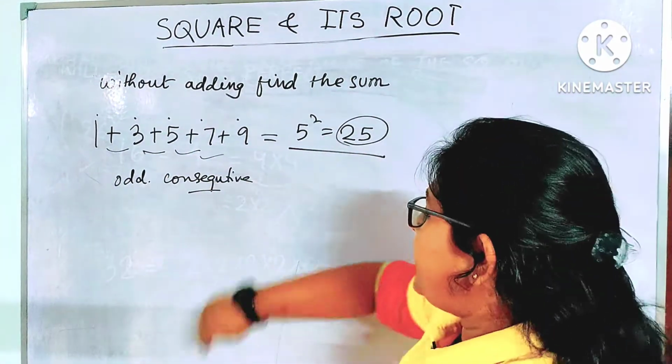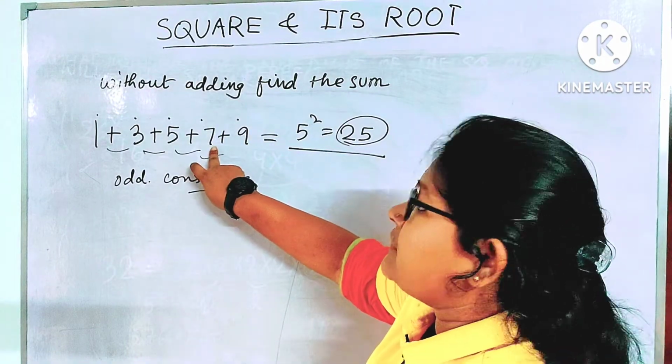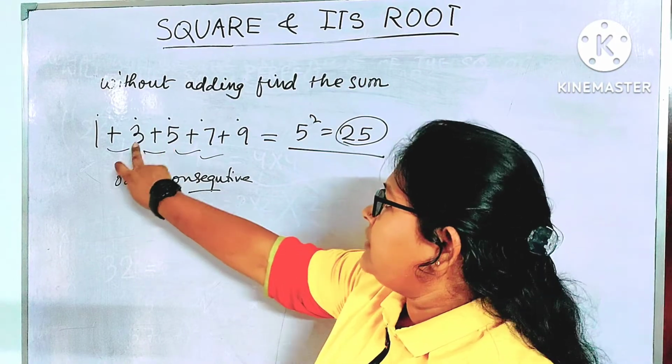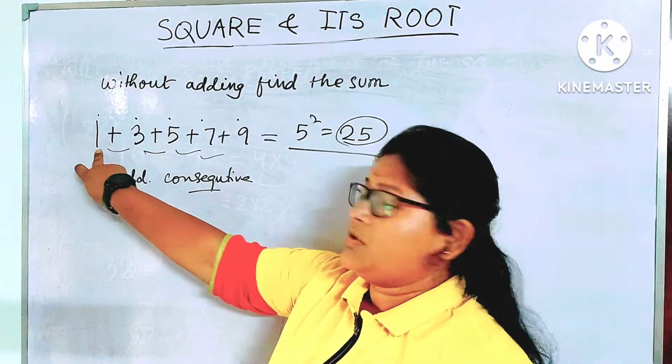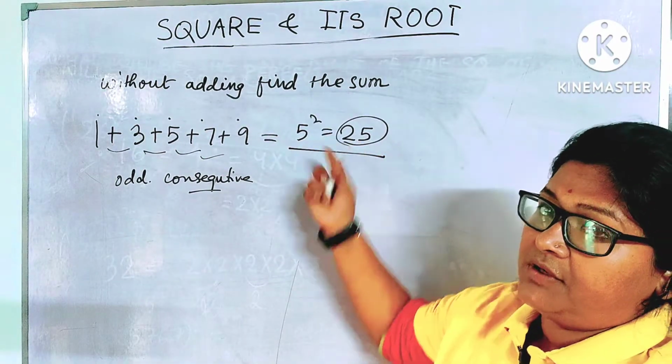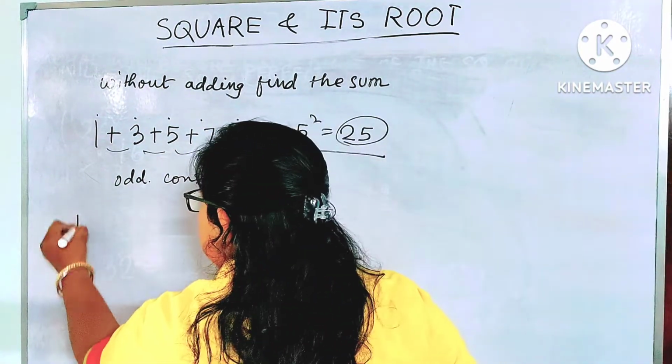Okay, let's check. 7 and 9, 16. 16, 21, 22, 23, 24, 25. That means I am getting it as 25. Clear? Let's consider another number.